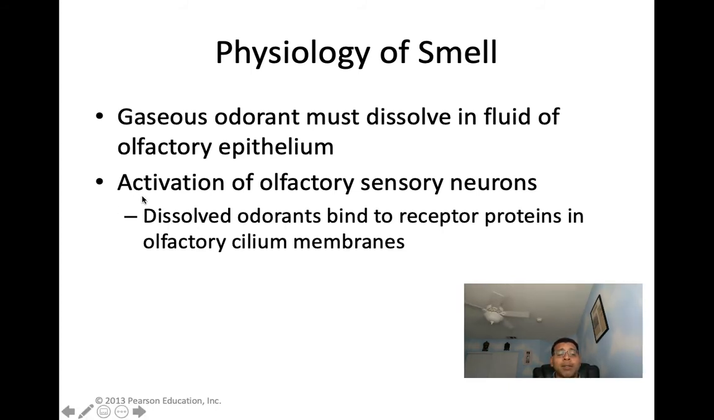Next, when we talk activation of the olfactory sensory neurons, you'll see dissolved odorants stimulate olfactory sensory neurons by binding to receptor proteins in the olfactory cilium membrane, and then this leads to the opening of cation channels, and then the generation of receptor potentials. If threshold is reached, an action potential is going to be conducted to the first relay station in the olfactory bulb.